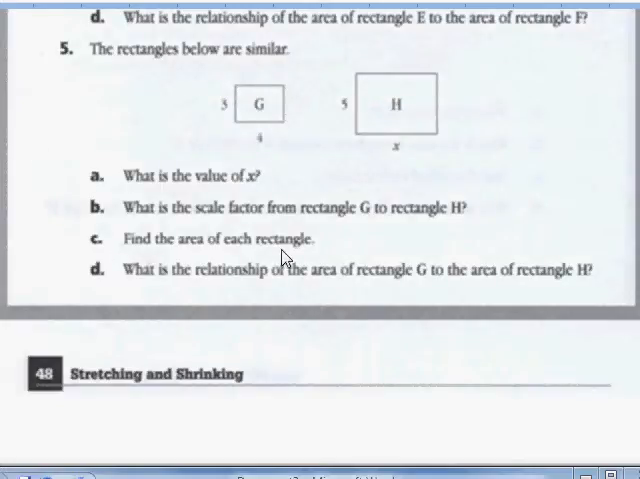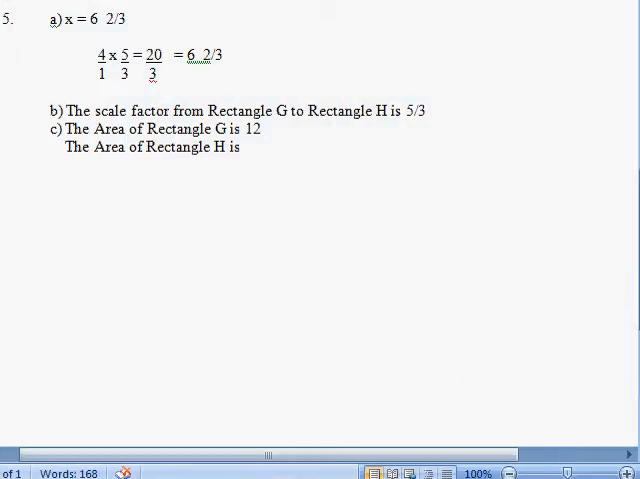Alright, C says find the area of each triangle. Let's do G, the easy one, first, since both of the numbers are there. Length times width, so 3 times 4, the area of rectangle G is 12. Alright, so we got G, now we have to find the area of rectangle H. Again, I'm going to show you both ways. And another reason why I'm doing this is, yes, I want you to get in the habit of using the scale factor method, but you could always use the traditional method to double check your work as well.